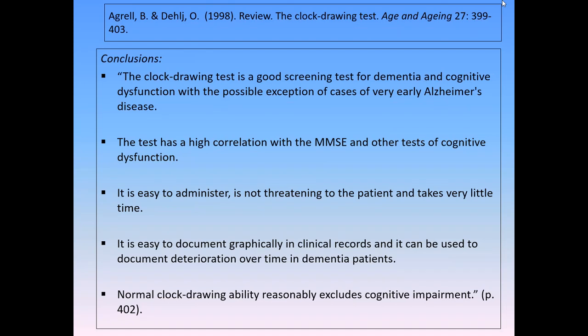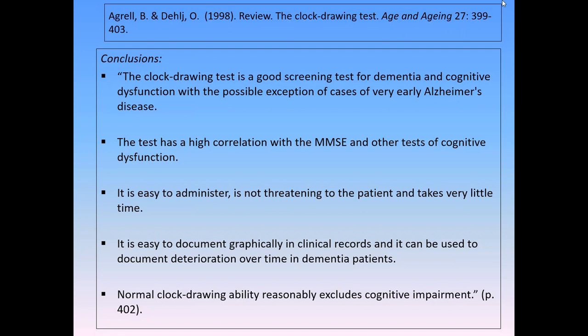Argrell and Delage reviewed lots of studies on clock drawing, and they conclude that it is a good screening test for dementia and cognitive dysfunction, with the possible exception of cases of very early Alzheimer's disease. According to a review of studies, it highly correlates with the mini-mental and other tests of cognitive dysfunction.